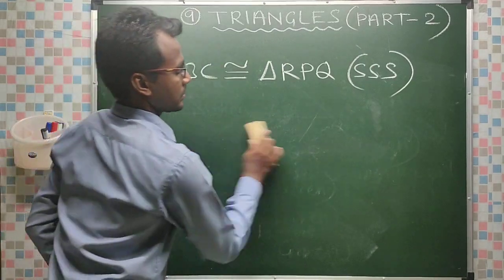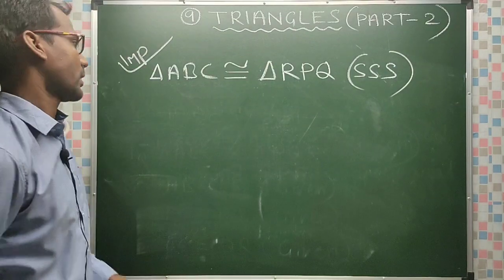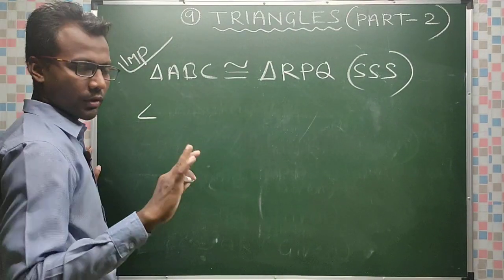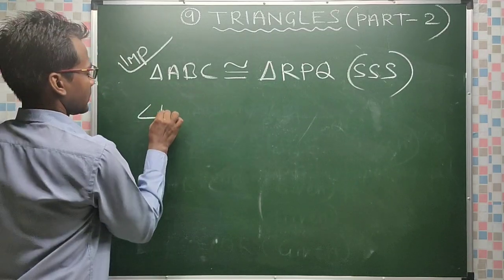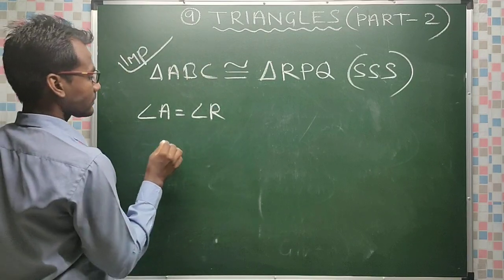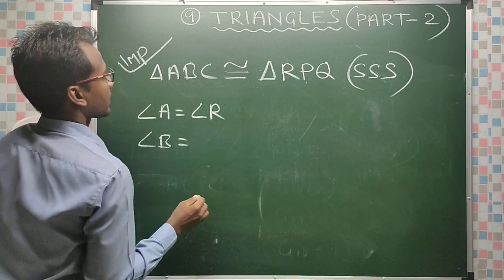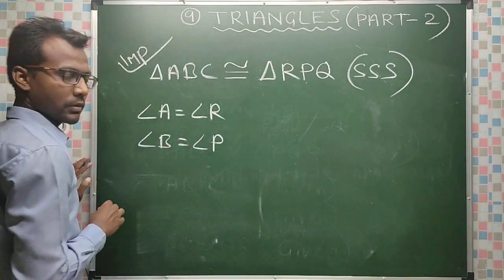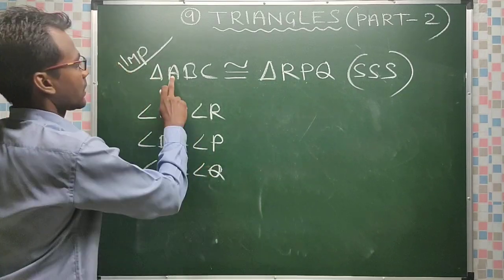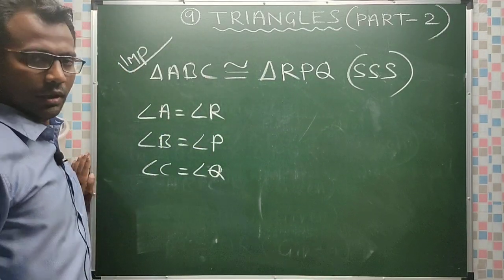Once you get the order, you don't need anything else. You don't need the diagram, you don't need all this which you have written. The sides were already given, so I am simply writing the angles. Angle A is equal to angle R. Then angle B is equal to angle P. Last, angle C is equal to angle Q. First, second, third: this is the order in which you can find them.